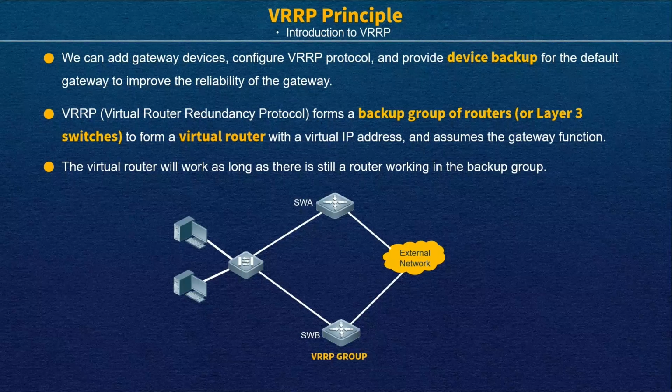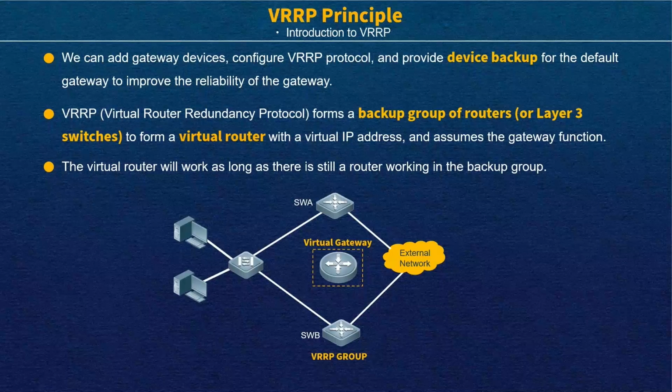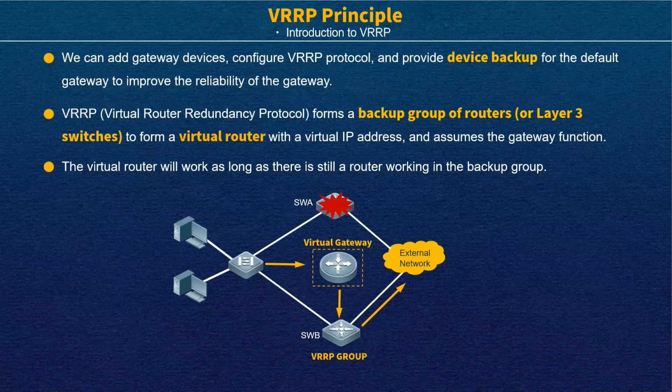If we now create the VRRP group, add switch A and switch B to the group, and finally create the virtual gateway to be the gateway address of the terminals, normally the message will go through switch A, which becomes the master device and forwards the message out to the external network. If switch A is broken, the terminal may not know this, right? Switch B will become the physical device to reach the destination.